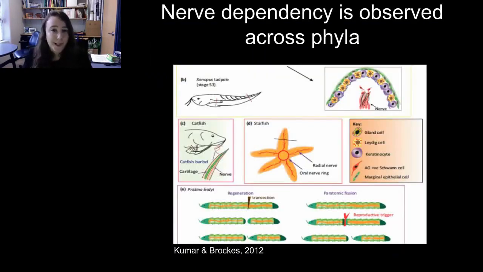Now, if this was a salamander-specific phenomenon, it would still be really interesting, and we'd still want to study it, but it might not be quite so relevant to other modes of health study. Happily, this is a phenomenon that's actually nearly ubiquitous in regenerating vertebrates, and in some invertebrates as well. So regeneration of the frog tadpole, which I mentioned earlier, is nerve-dependent, as is regeneration of, for example, the catfish barbel. Even starfish limbs do not regenerate if that oral nerve ring in the center is damaged. And we've seen this phenomenon in many other vertebrates that regenerate as well.